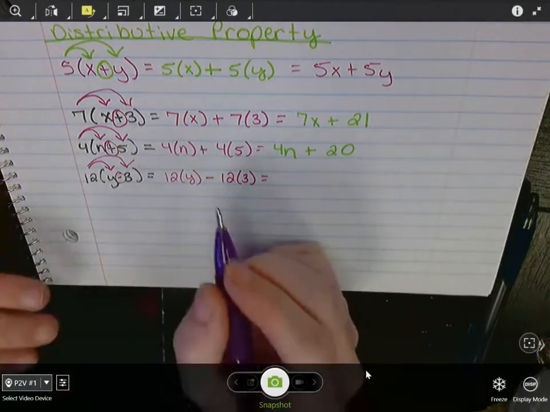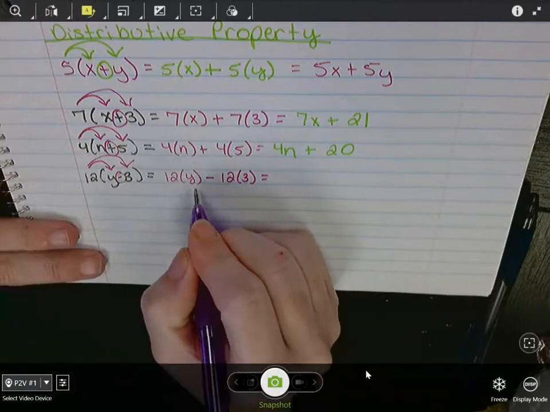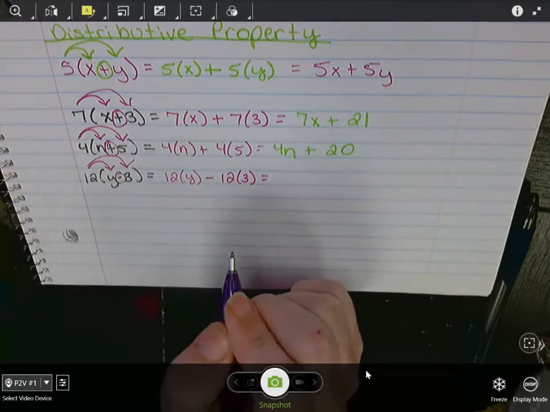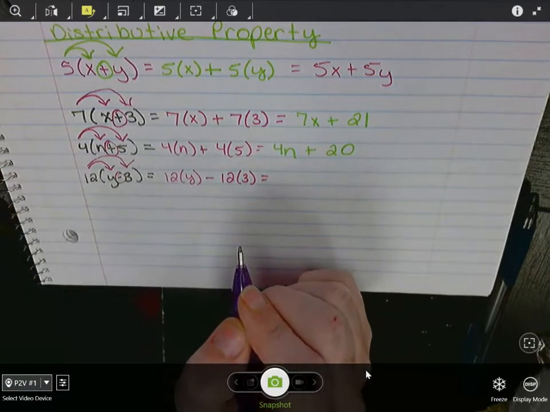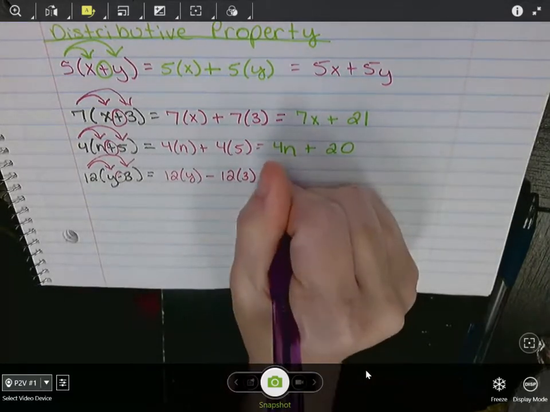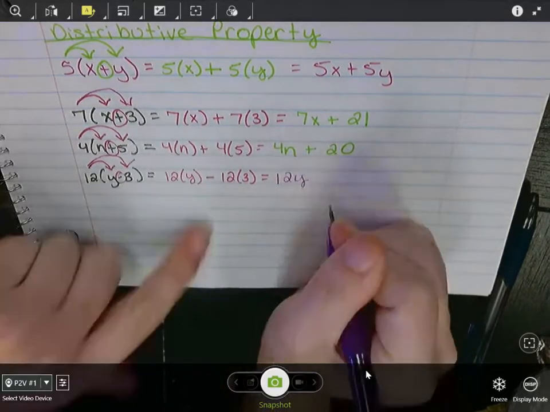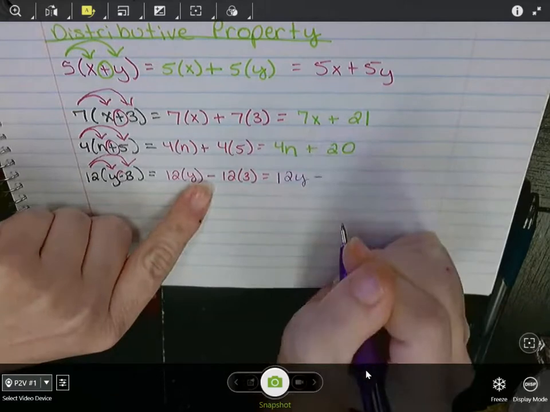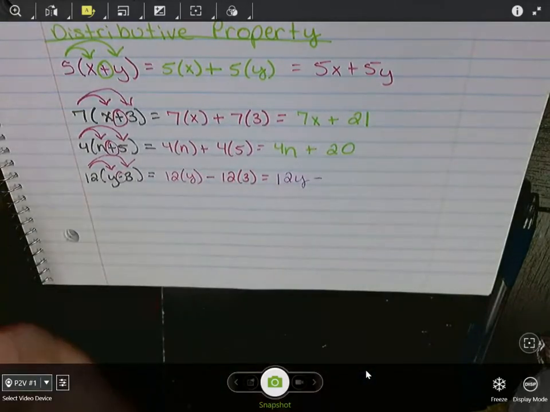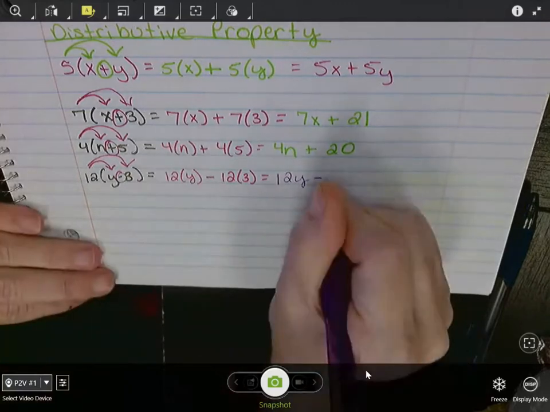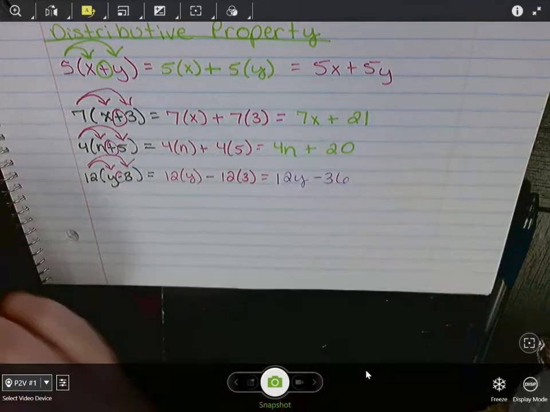Okay, so my first question is, what is 12 times y? Caleb? 12y. Perfect. 12y. And then we have a minus sign to write down. And then I need to do 12 times 3. Brooklyn, what's 12 times 3 again? 36. So we have 12y minus 36.